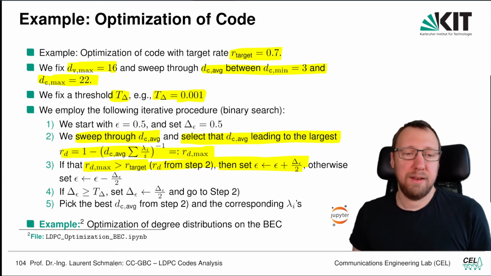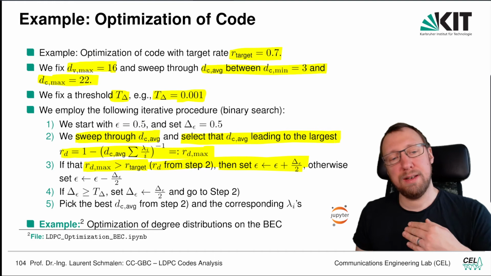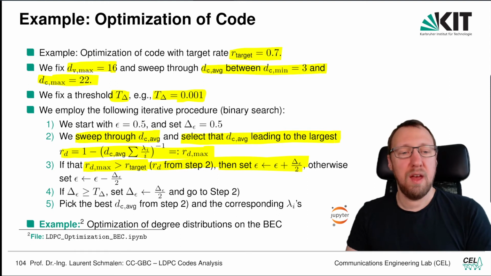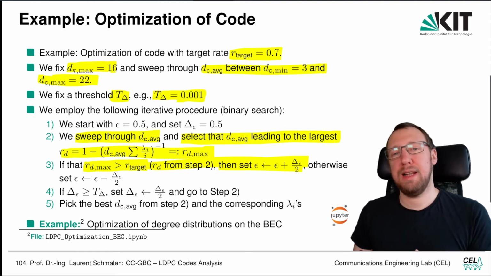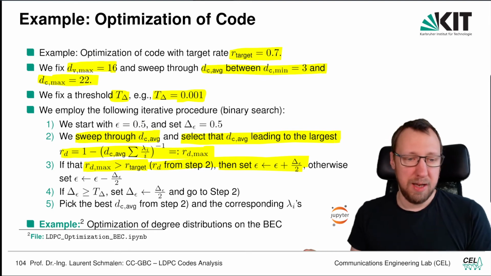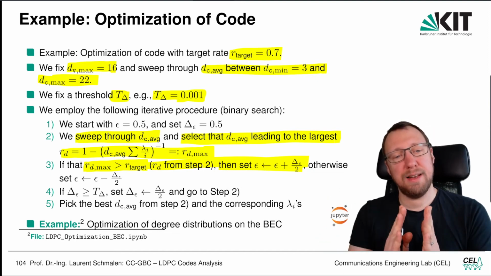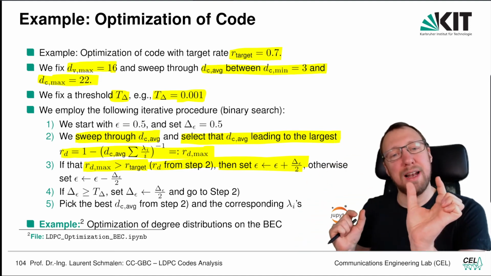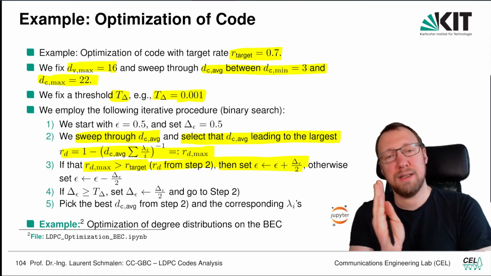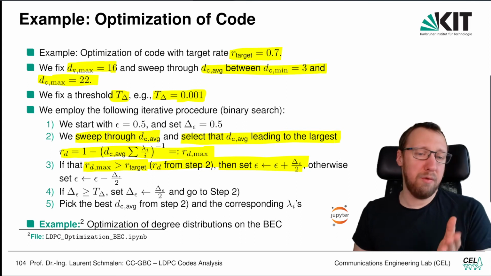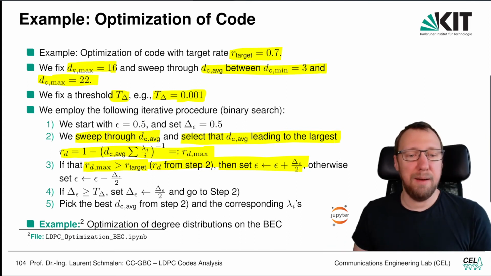And if the rate that we get, R_T max, is smaller or equal to the target rate, then we set epsilon to epsilon minus delta epsilon divided by 2. And then we check if delta epsilon is larger than our threshold delta. If that's the case, then we halve delta epsilon, so we set delta epsilon divided by 2. And we repeat until our delta epsilon, which is our search space, gets so small that we found our code. And finally, we pick the best DC average and the lambda i's corresponding to this DC average.